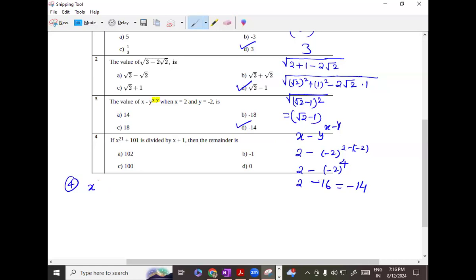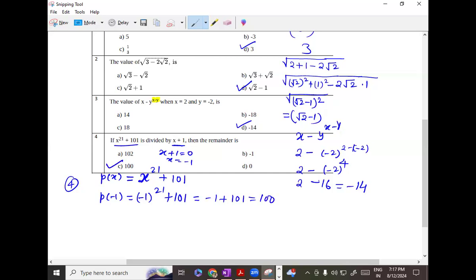I understand. Yes, sir. X to the power. Sir, we have to use the long division method, no? Yes, long division method, and find the remainder. No, you can use, suppose this is p(x), right? Follow me. We replace the value of x. Because we can put x plus 1 equal to 0, then x equals minus 1, then find out. Sir, is the answer 100? Minus 1 to the power 21 is? Sir, is the answer 100? Yes, minus 1 plus 101, it means 100. 100 is correct. Okay?